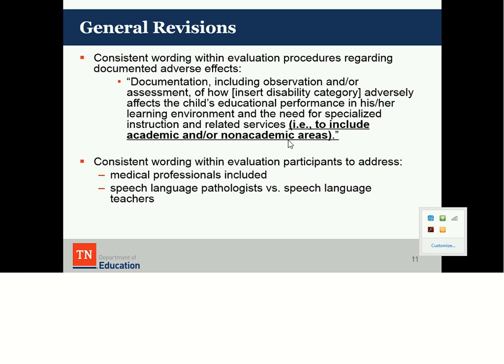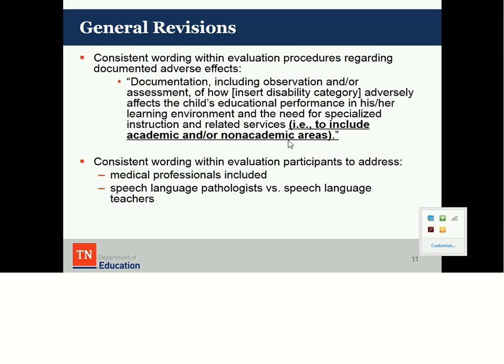Other wording changes that were included in every disability area had to do with usually the last standard for every evaluation procedure, talking about how to document how a student's disability adversely impacts educational performance. The additional language that was included at the very end of that sentence, you can see it says i.e., to include academic and/or non-academic areas when we're talking about educational performance.